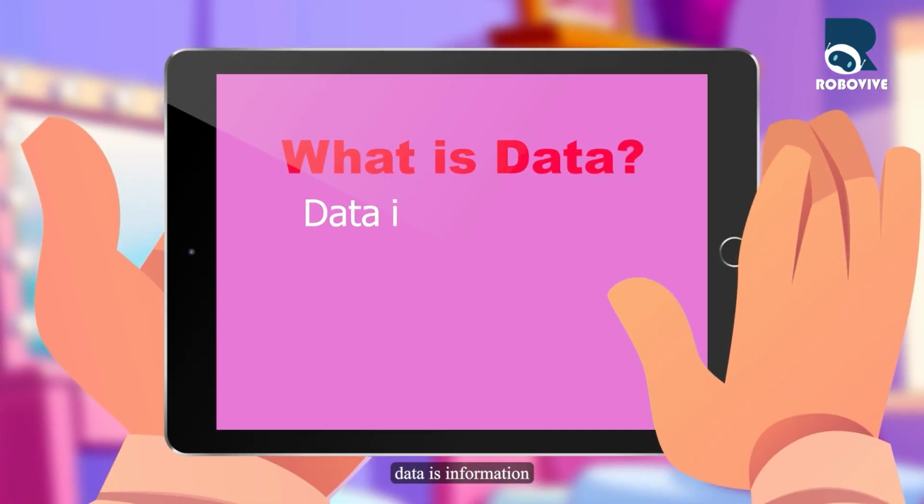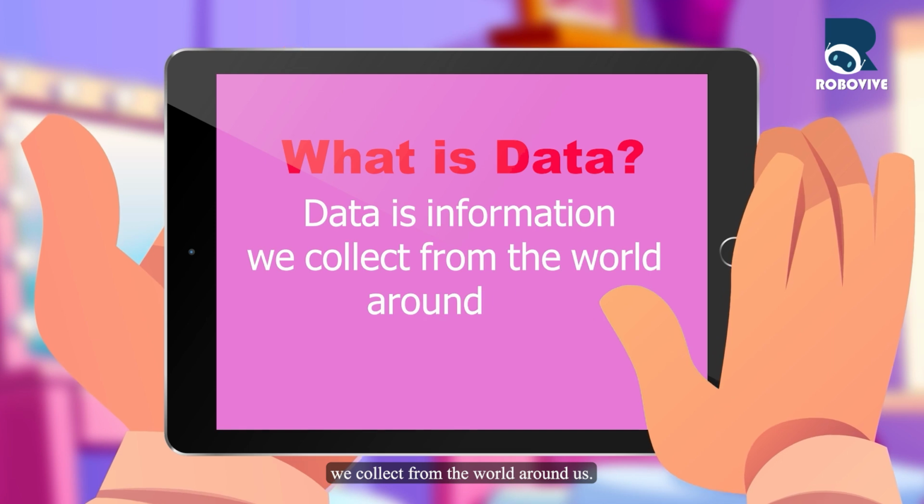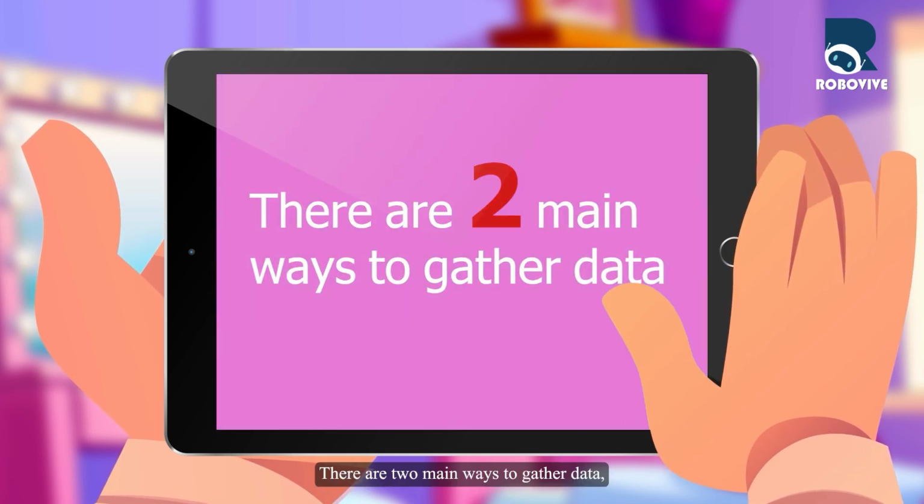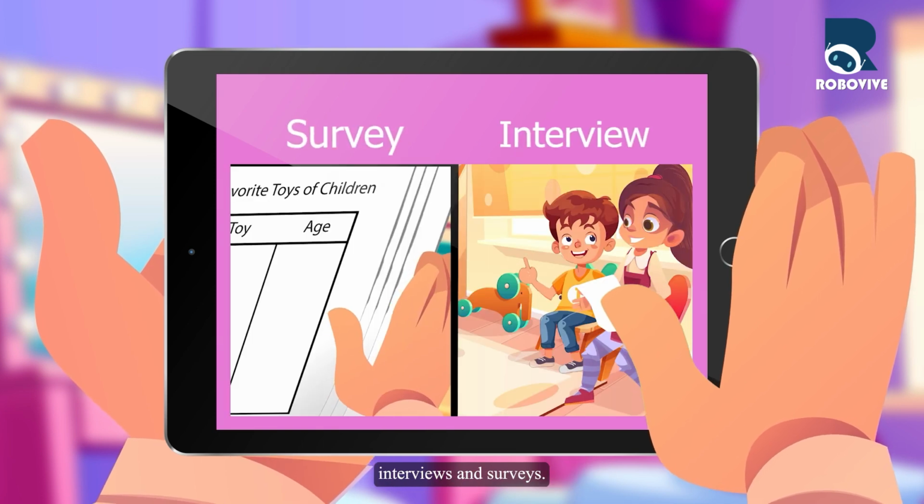Data is information we collect from the world around us. It can be numbers or words. There are two main ways to gather data: interviews and surveys.